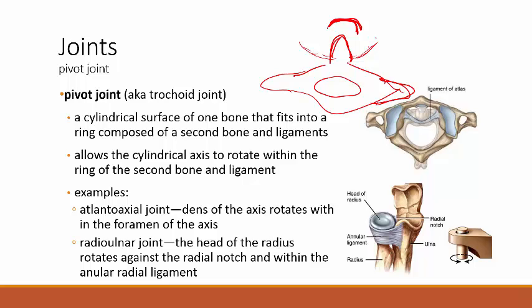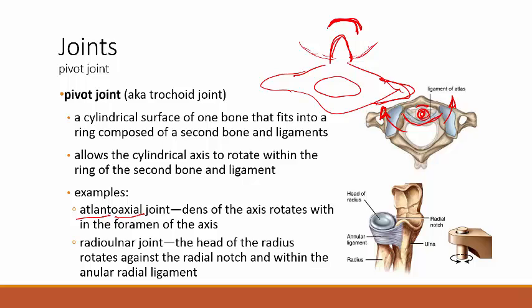And that allows this joint, so here again is the atlas, this is the dens of the axis, and here's the ligament. So we can rotate this joint from side to side, giving the no movement. That joint, by the way, is called the atlanto-axial joint. Atlanto for Atlantis, for the atlas, excuse me, and axial for the axis.